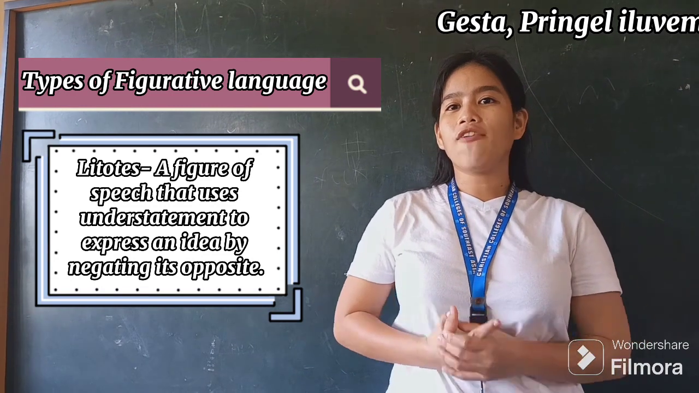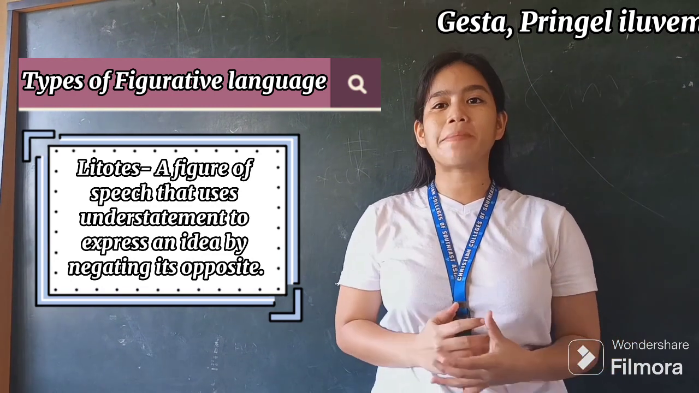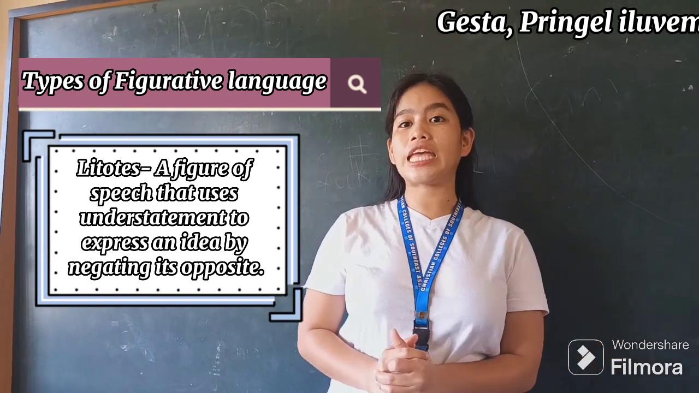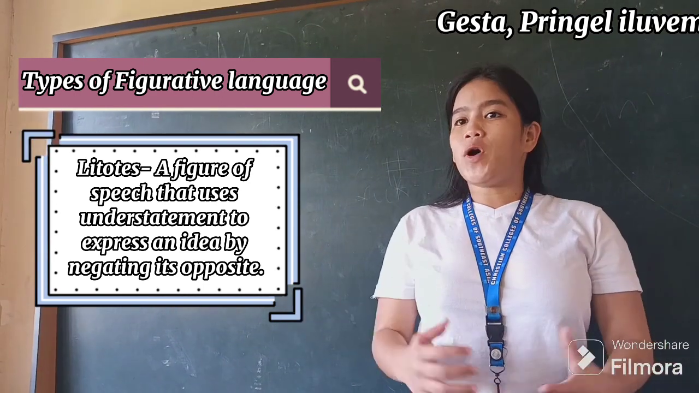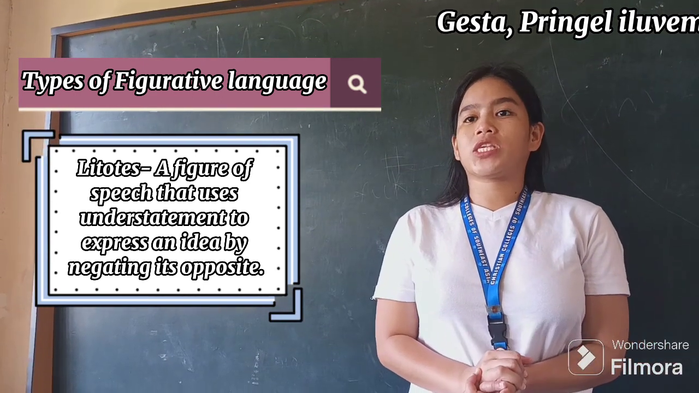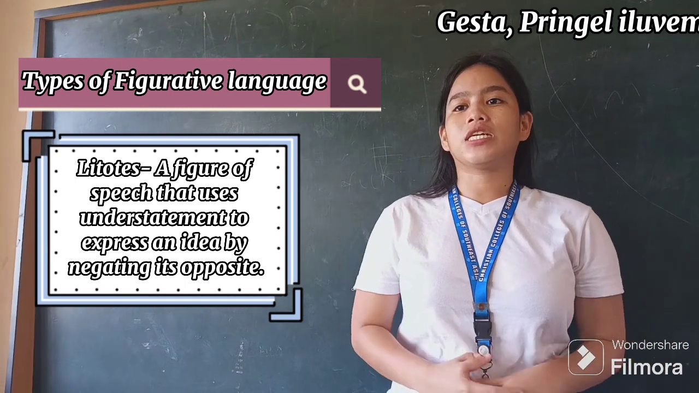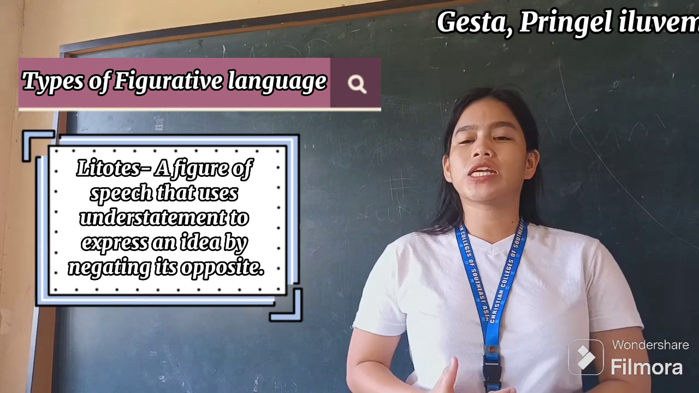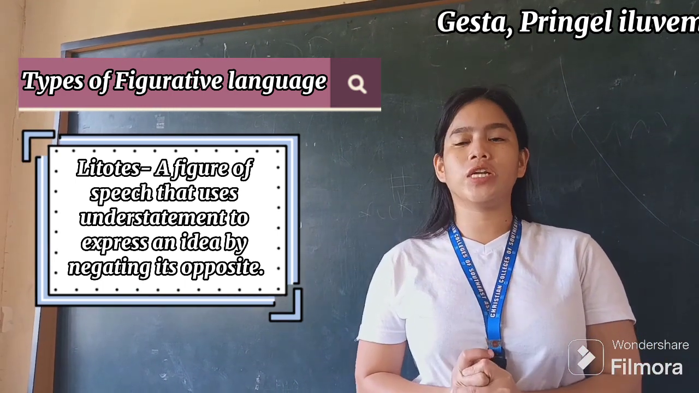Litotes, a figure of speech that uses understatement to express an idea by negating its opposite. For example, I can't say I agree with what you're saying. My dog is not the friendliest. He's not even a little tired after staying up all night watching television.